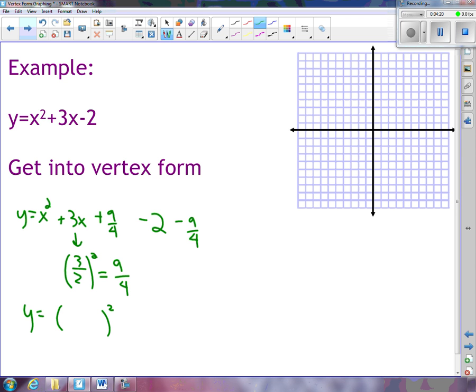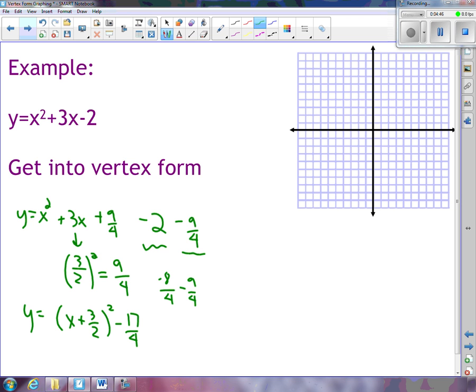So if I write this as something squared, it's always x and this number. So x plus 3 over 2. Now I have to try to simplify these two quantities together. So if you want to find a common denominator of 4, you have to multiply this by 4 over 4. So I get negative 8 over 4 minus 9 over 4 is negative 17 over 4.